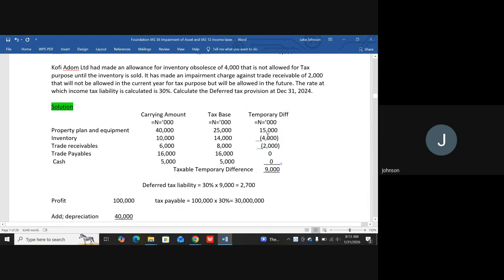So you discover that at the end of the day, when you add everything together, you're going to get a positive figure. Whenever you have a positive figure, it's not favorable. A positive figure is not favorable. It's showing us that we have a liability. Whenever the figure is positive, it shows us that we have a liability.